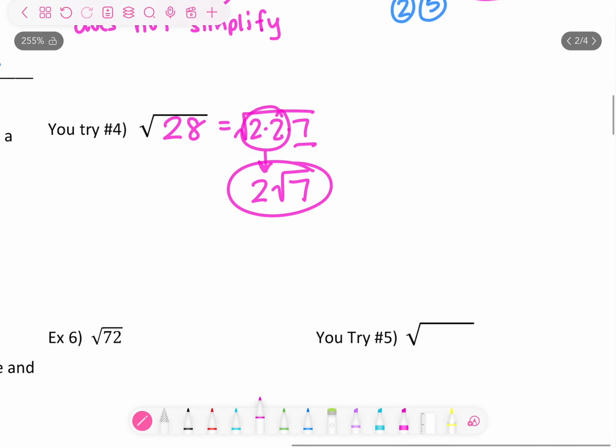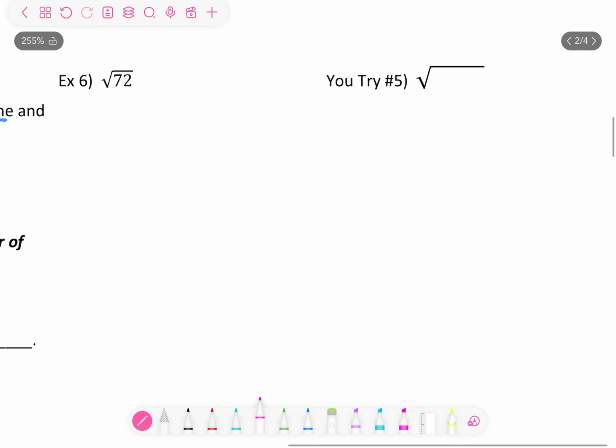All right, let's look at another one. So square root of 72, here we go. Again, not a perfect square. You can check in the calculator. You get a decimal, so this is between 64 and 81. So it's somewhere between 8 and 9. It's going to be 8 point something when you do it on the calculator. So we'll break it down instead.